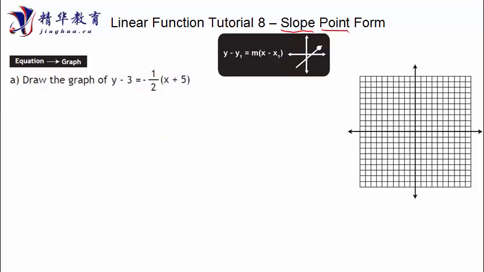I'm Steven. In this video, we're going to talk about the linear function part 8, slope point form. We had learned one thing called the slope intercept form, and we're going to learn one more called the general form. These three are the major three forms in linear functions. They are different, but they are all the same and convertible to each other.